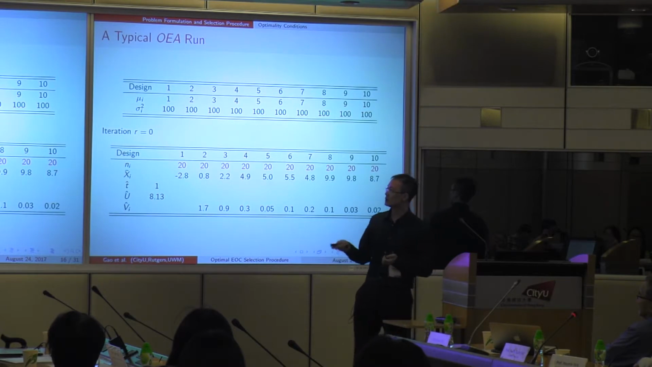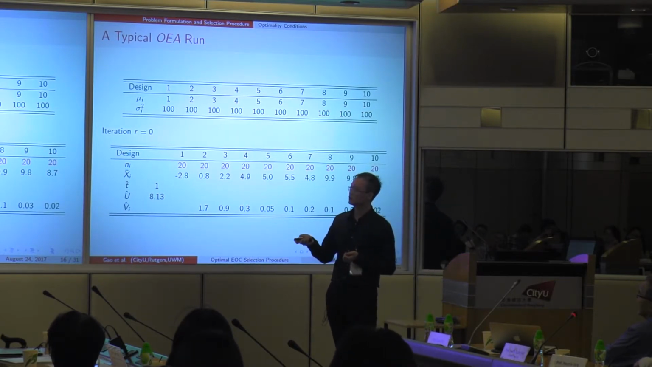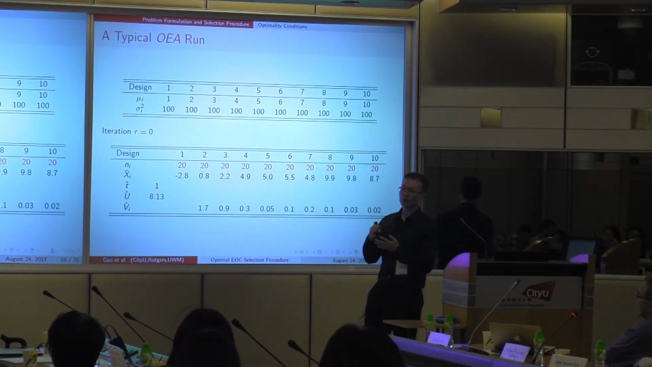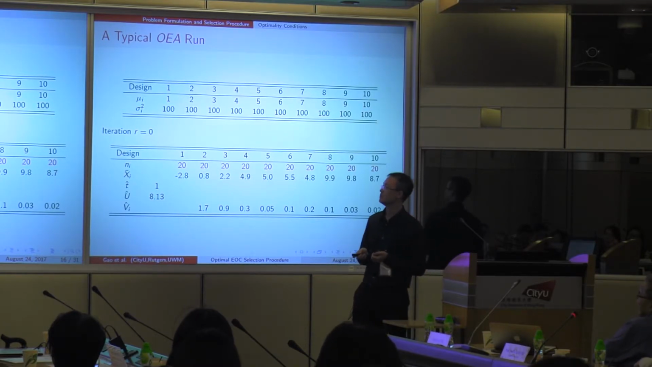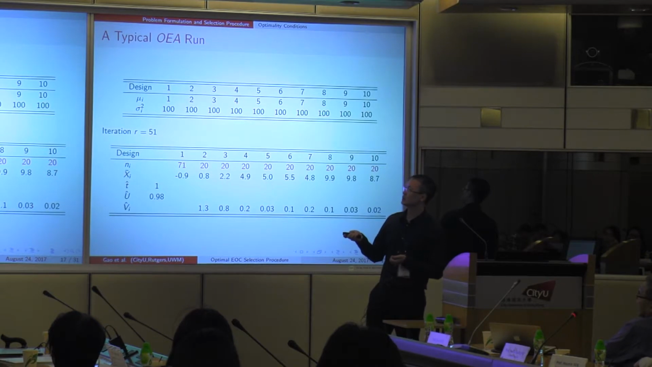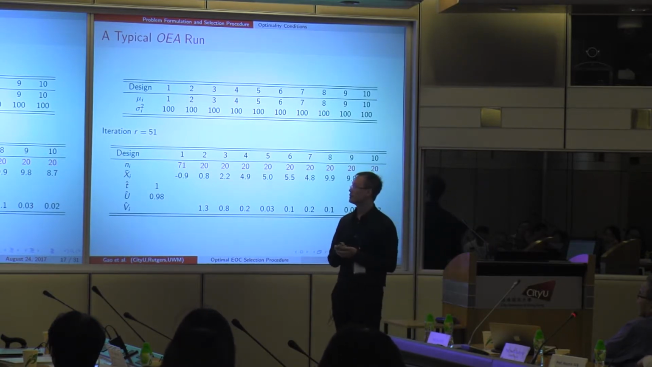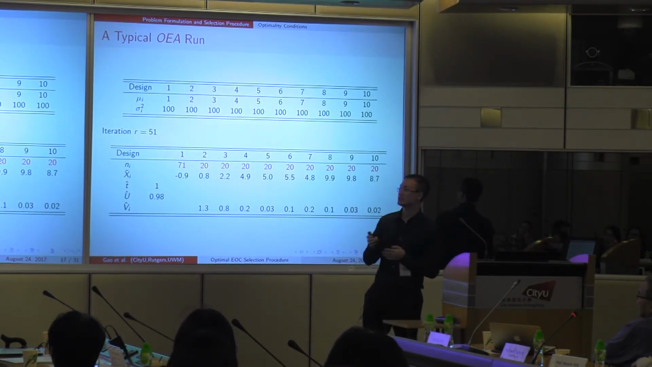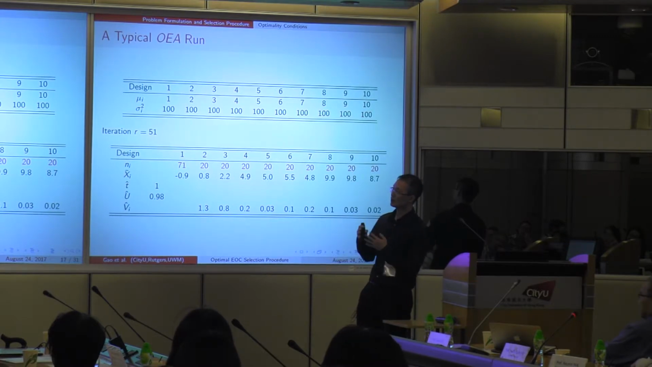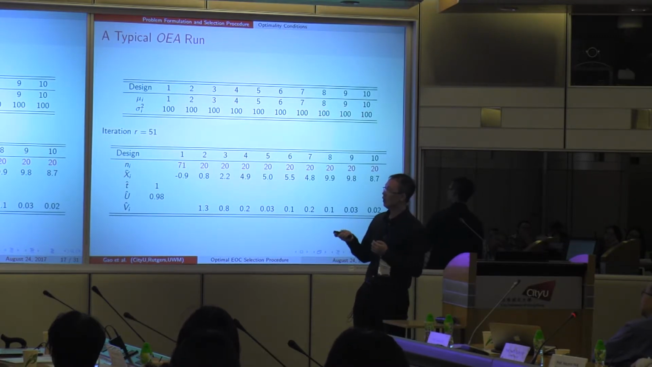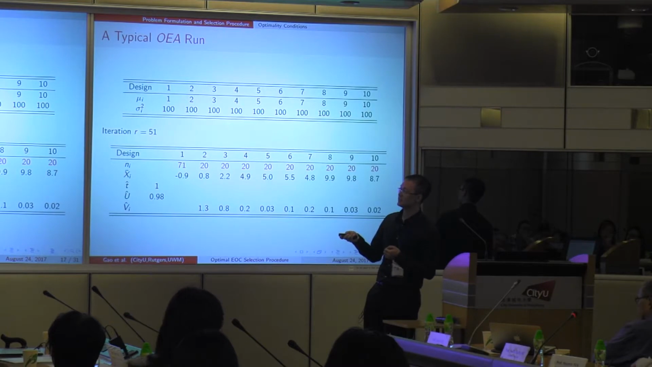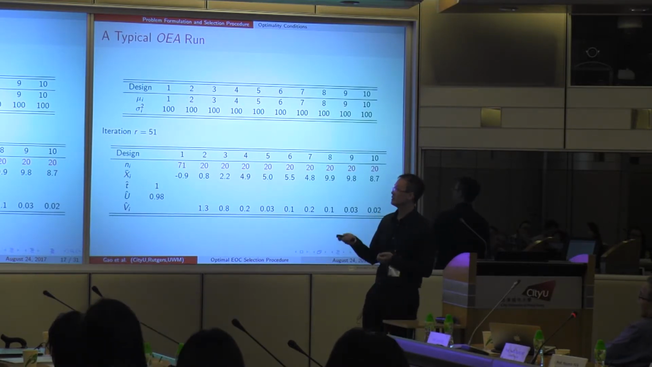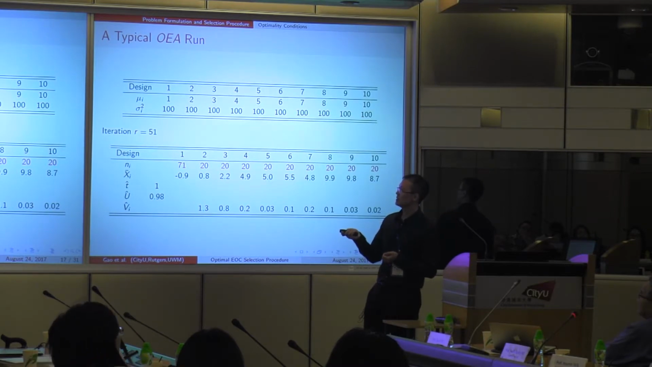According to the algorithm, because estimated U is greater than 1, in the next iteration we will provide our incremental budget to this estimated best design. Now it becomes iteration 51. In the past 51 iterations, we have allocated our incremental budget all to our estimated best design, that is design 1. And design 1's number of replications has been increased to 71. And for the rest of the designs, their number of replications still remains at 20.